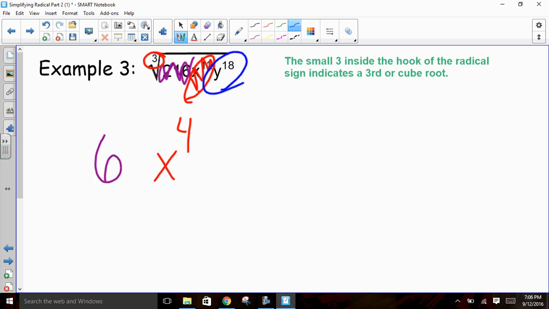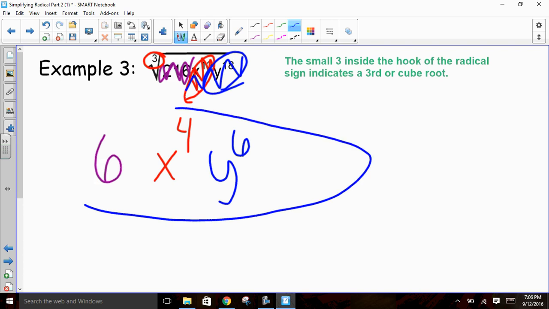What about y to the 18th? Can 18 be divisible by 3? Yep, I get 6. So I get y to the 6th. I used them all, so I can cross them out. So my color for answer on example number 3 is 6x to the 4th, y to the 6th.